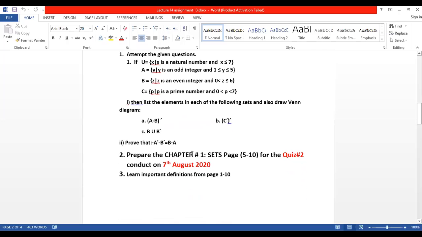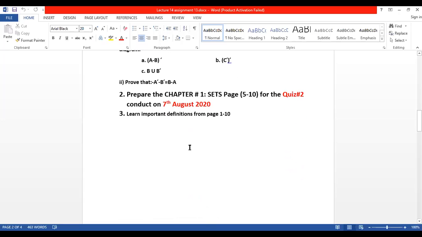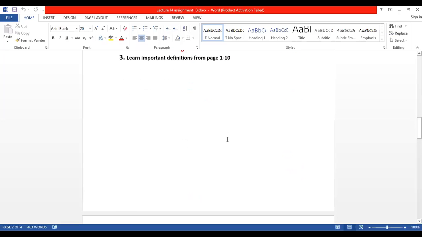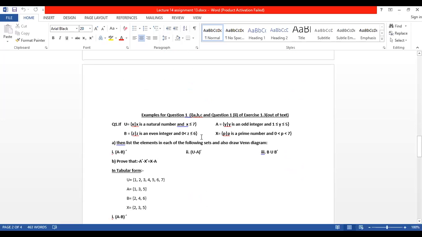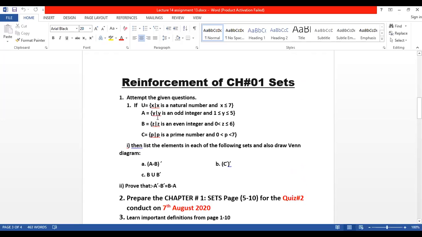Now you have to prepare chapter number 1, sets, for quiz number 2 that will be conducted on 7th August. Please carefully note down the date for quiz 2, and prepare yourself from your book, page number 5 till 10. You have to learn the important definitions also. Here are the example questions. Refer to these examples carefully and try to solve your assignments properly.